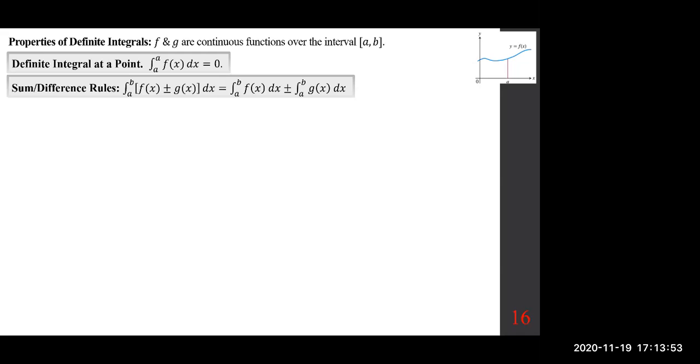Now, the definite integral has a lot of properties. I want to go over them quickly. The integral of f of x dx as we go from a to a is 0, because it doesn't cover any area, because delta x is 0. I hope it's clear to everybody.